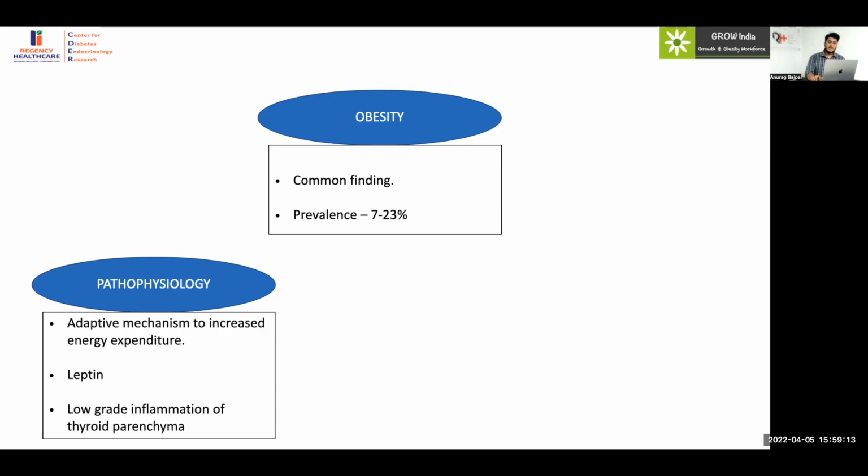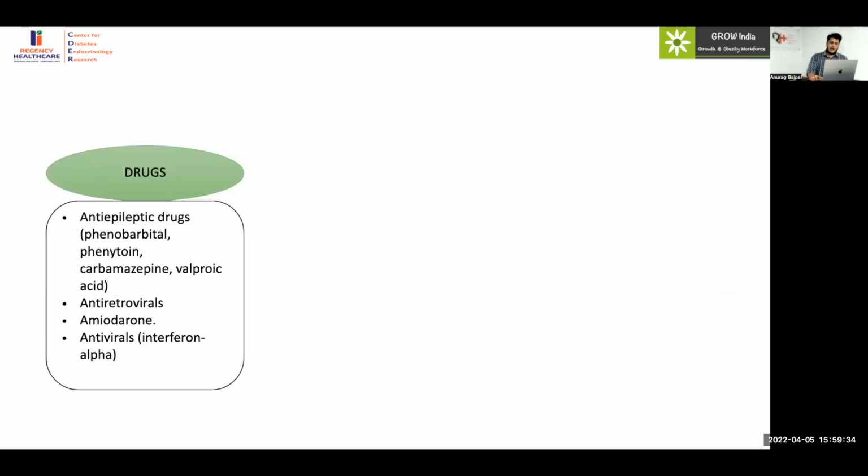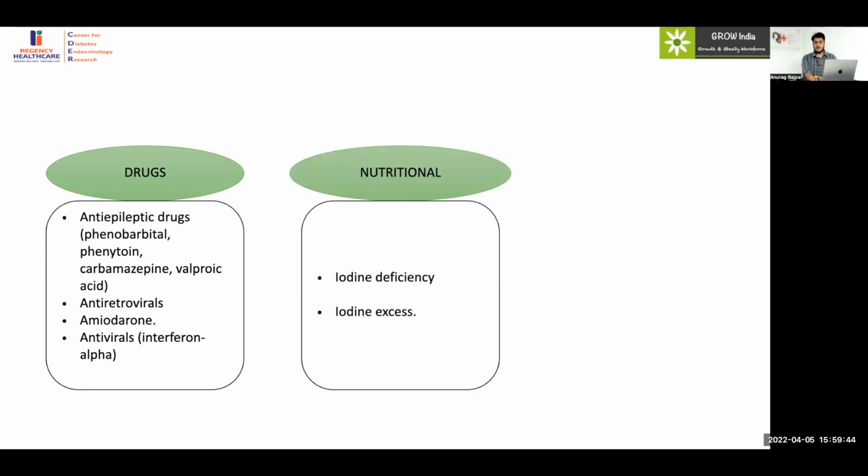hypothalamo-pituitary thyroid axis. With regards to management, it is considered only if the anti-TPO is positive. Otherwise, we can encourage weight loss and repeat the values and see whether the values are coming down or not. And it has also been found that giving thyroxine does not help in any form of weight loss. And with regards to drugs, Sarah has already discussed, it includes anti-epileptic drugs, antiretrovirals, amiodarone, and also interferon alpha. And with regards to nutrition, which is very rare these days, it could be because of iron deficiency, and very rarely iron excess.